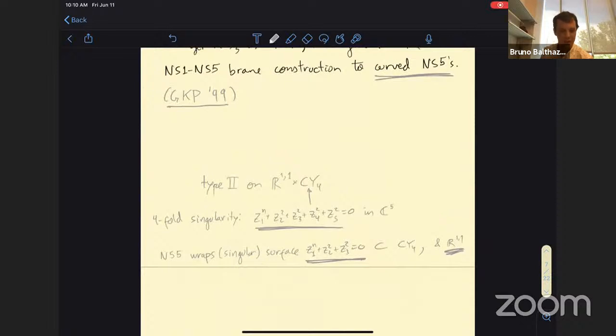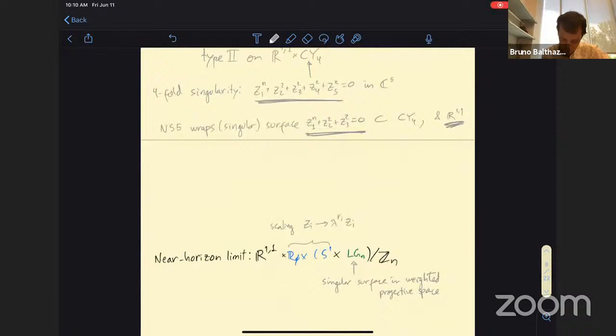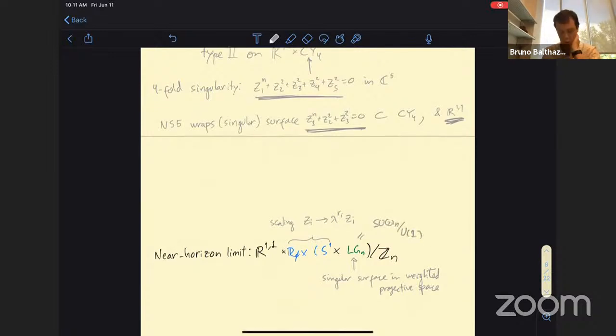So we can proceed now in analogy with the AdS3 cross S3 cross T4 case, in which you take the near horizon limit. Essentially what you get is that the singular surface that the NS5 branes wrap has one direction that corresponds to a scaling direction that gives you the R_phi cross S1, because you're scaling by a complex parameter. And once you get rid of these directions, you get a singular surface in a weighted projective space, which gives rise to a Landau-Ginzburg model, which is just the usual SU(2)_N mod U(1) with some Z_N orbifold.